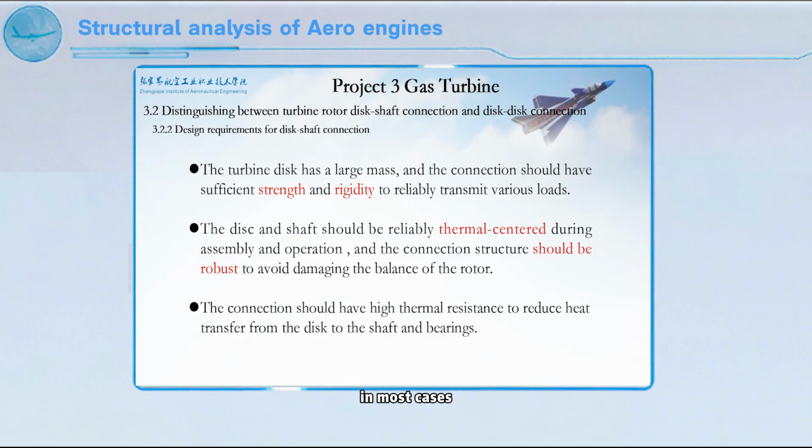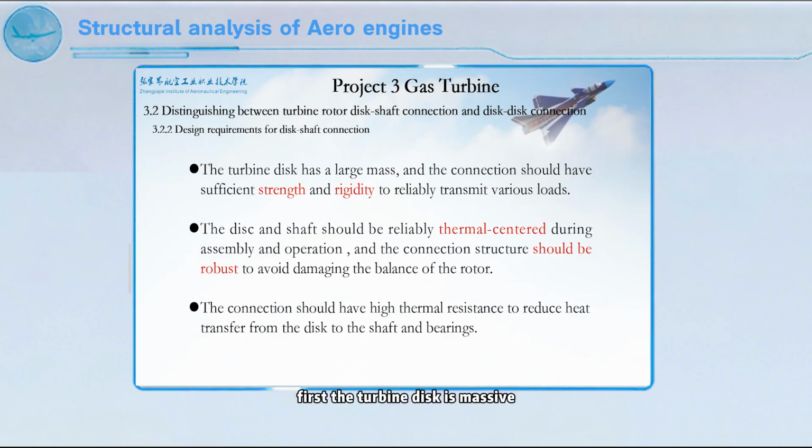In most cases, the disc shaft connection is the only way for the turbine to transfer heat to the bearing. Its structure directly affects the improvement of the bearing working conditions, so the design of the disc shaft connection should have the following special requirements.